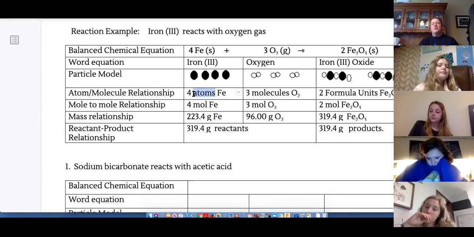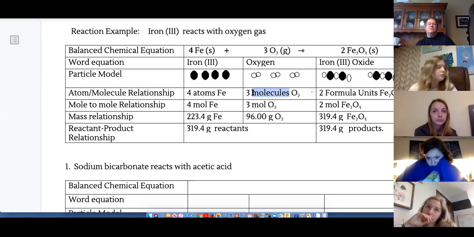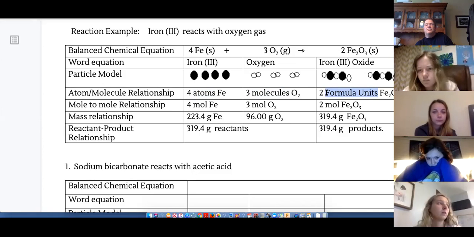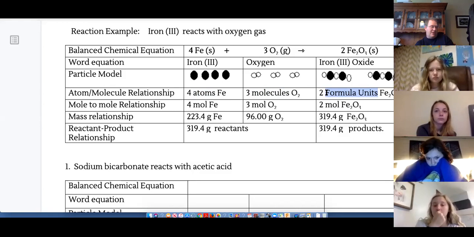With oxygen gas, since it's diatomic, we could call it 3 diatomic oxygens or just 3 molecules of oxygen. The tricky one here is the word formula units. Iron 3 oxide is ionic. It's made out of a metal and a nonmetal. Any ionic compounds we call formula units. If they were made out of 2 nonmetals like sulfur dioxide, then we could use the term molecules. But since it's ionic, it's called a formula unit.